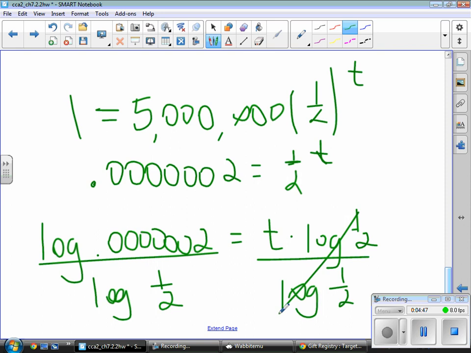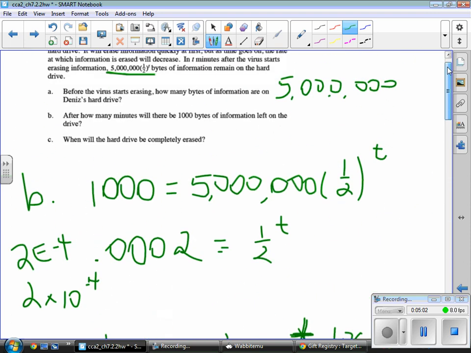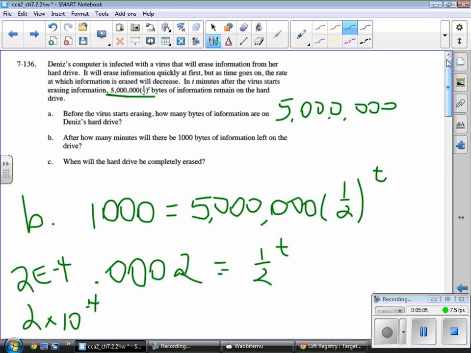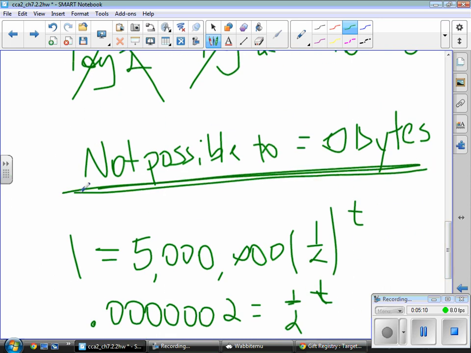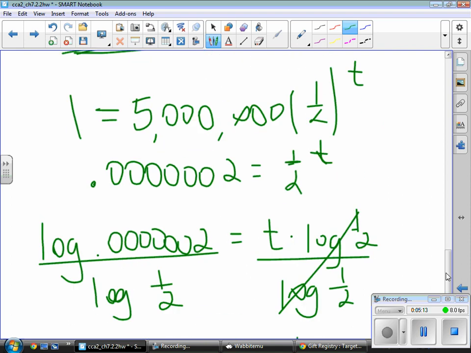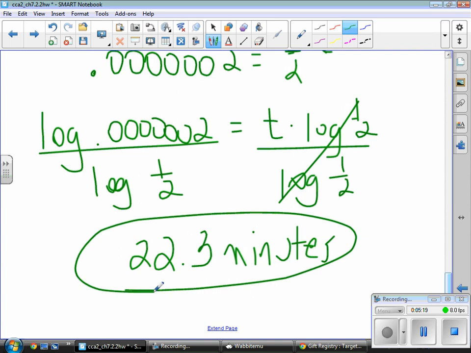This time I'm going to get a value: about 22.3 minutes is the time it takes to get down to 1 byte. Getting to 0 isn't technically possible if it's getting cut in half and half and half every time. But to have 1 byte of information left, and under that amount, is going to take about 22, probably after 23 minutes, at which point it's going to be a negligible amount of bytes left on this computer.